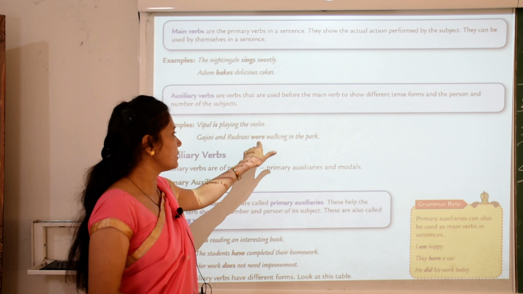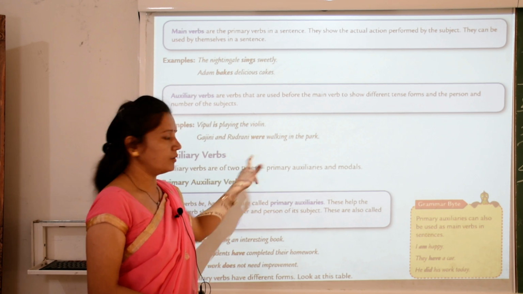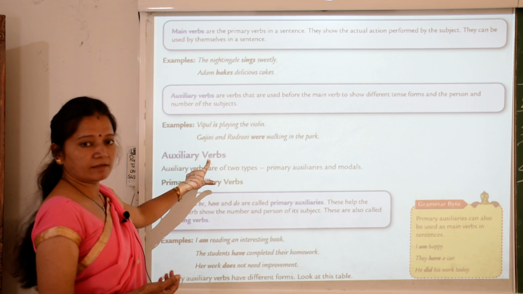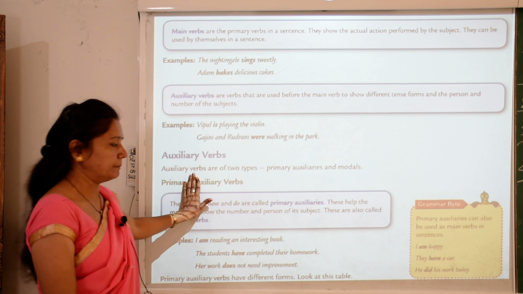Okay, so the were, it is placed before the main verb. I hope you all understood. Then next is auxiliary verbs. Again we are reading auxiliary verbs in detail.